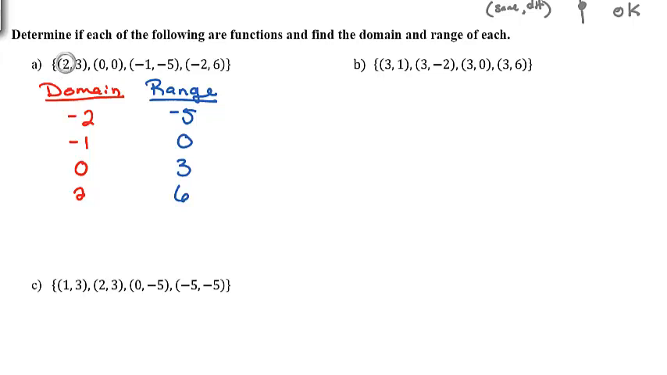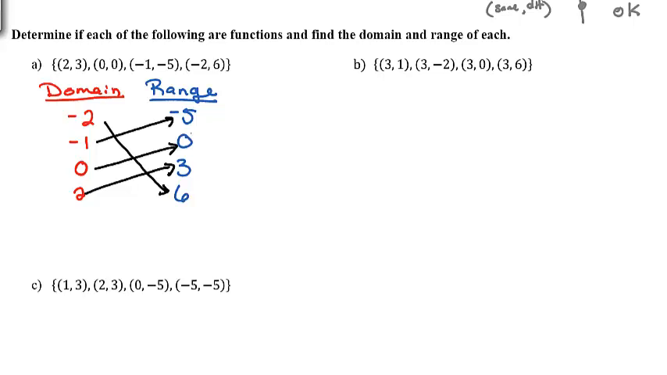And now what we do is we draw a line showing this correspondence, that (2, 3) is an ordered pair. So we would draw a line, or an arrow, from the 2 in the domain to the 3 in the range. So this shows that these two correspond to one another. And then (0, 0) is an ordered pair, so we draw an arrow from the 0 in the domain over to the 0 in the range. And then (-1, -5), and (-2, 6).